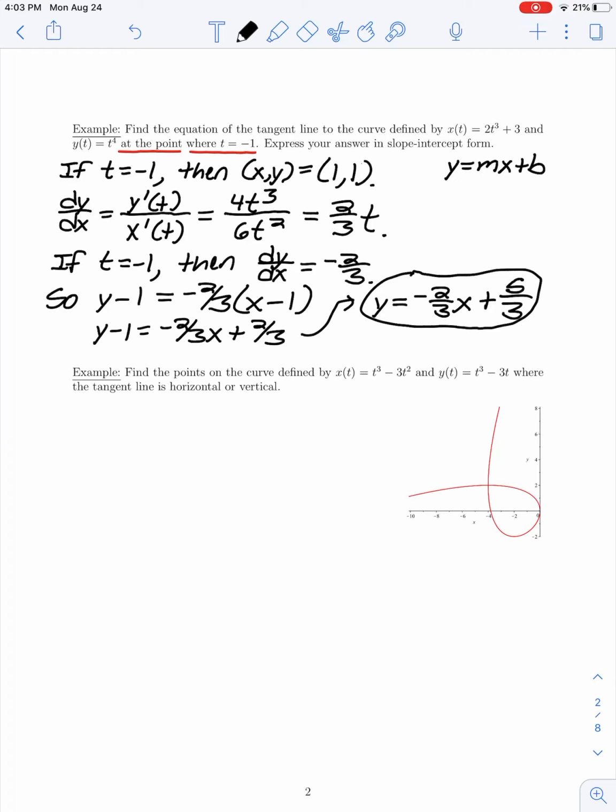So to determine where our tangent line is horizontal, we need to know where the slope of the tangent line, or the derivative, would be 0, since a horizontal line has 0 slope, or where the tangent line is vertical, which would mean that our derivative, the slope of the tangent line, would have to be undefined. So it's very similar to the example that we looked at earlier.